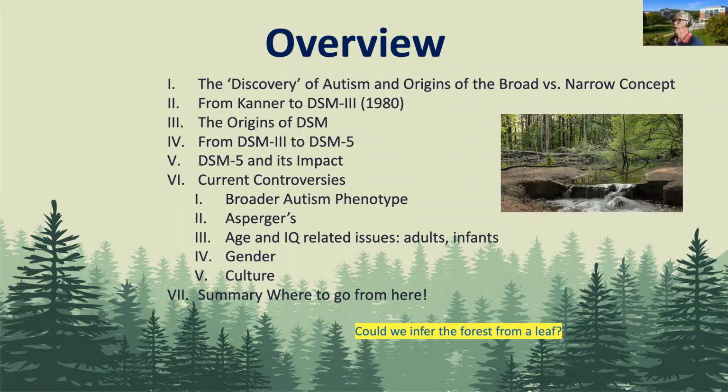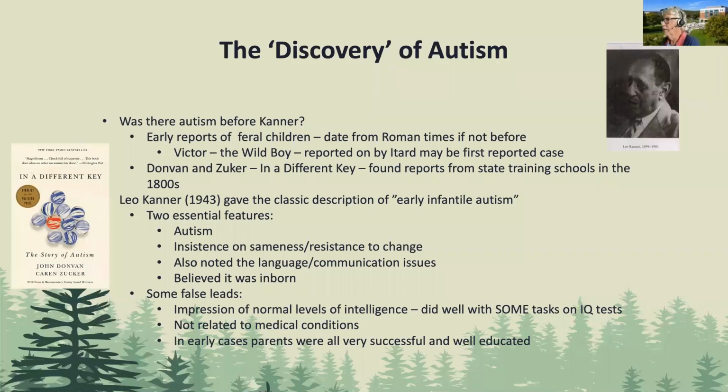We're going to do a discussion of the overview of the discovery of autism and then the origins of the broad versus narrow concept, which goes back really quite a while. And we'll go from Kanner to DSM-3, covering about 40 years, then the origins of DSM, then from DSM-3 to DSM-5 and its impact, and then the current controversies. And finally, a summary of where we go from here. So let me say a word about the discovery of autism.